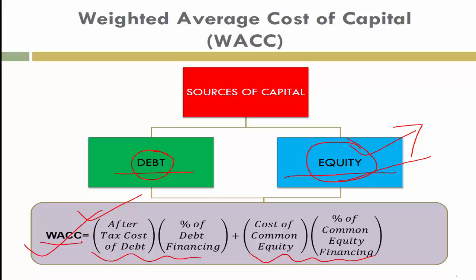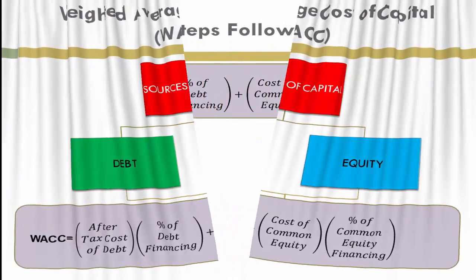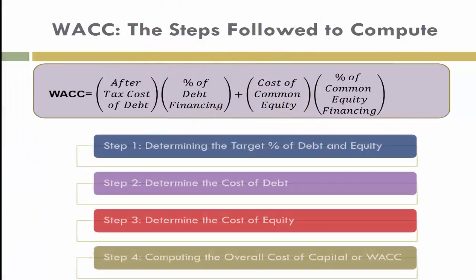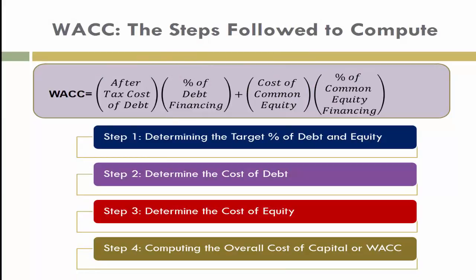Just to review what we have been doing, I have put this slide which lists the different steps we follow in order to compute weighted average cost of capital. And if you see here, the third step is that we need to calculate the equity cost of capital if you really want to calculate the overall cost of capital. That is why I am going to explain in this video how to compute the equity cost of capital. Let's see how we can compute.